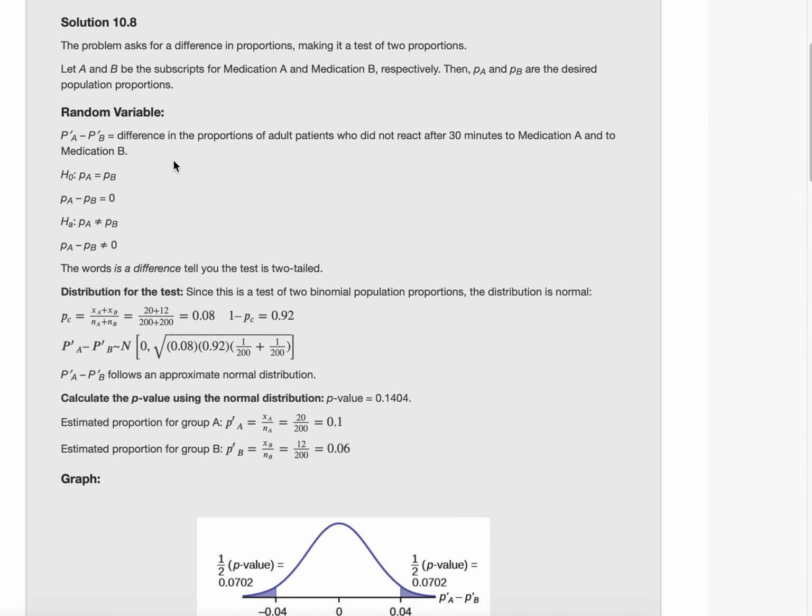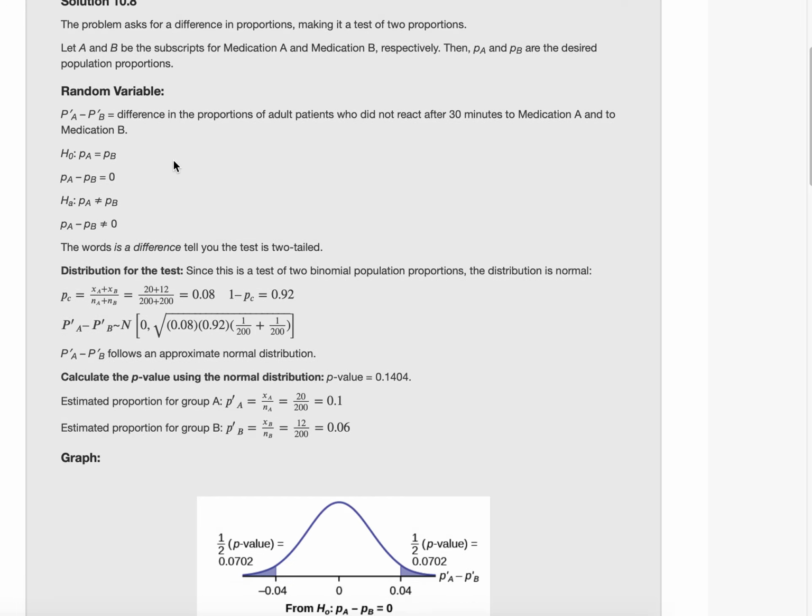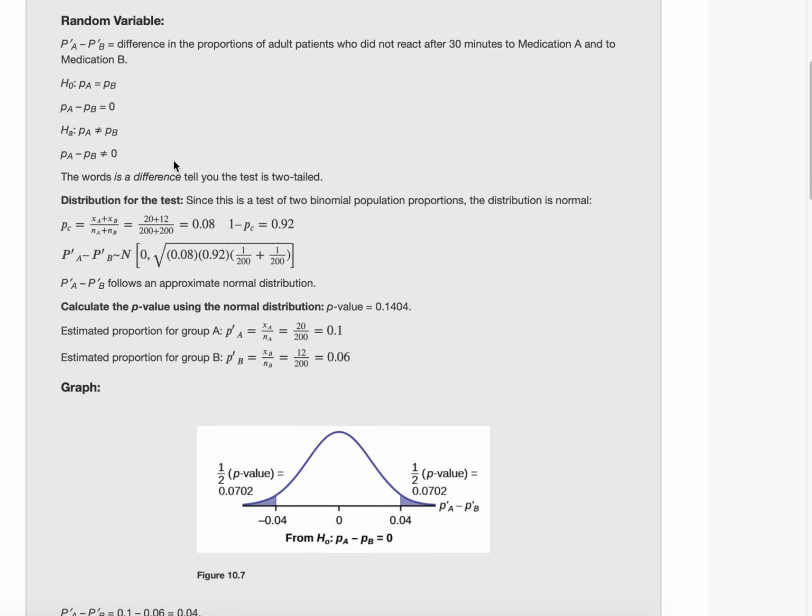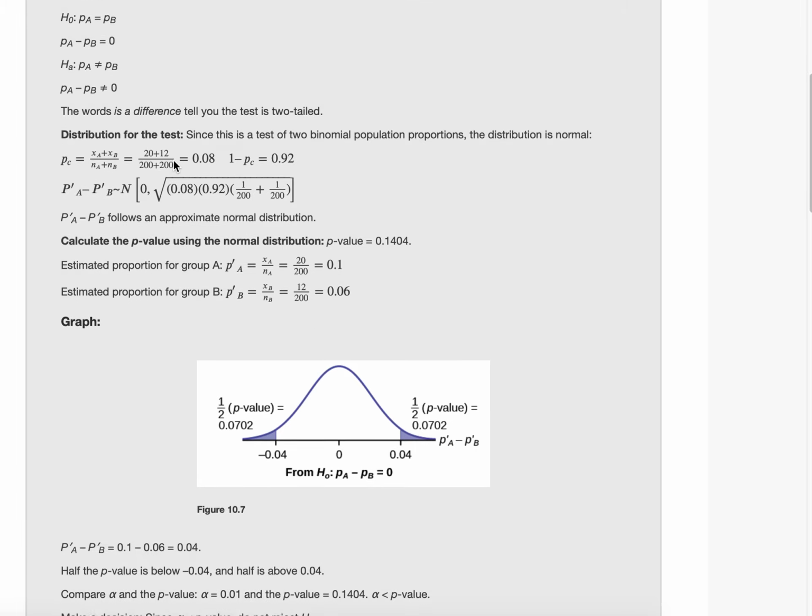So I'm going to look at the different things here. I'm going to set up my hypothesis. It's very similar to what I did before. The difference of proportions who did not react after 30 minutes, we expect them to be the same. So that's my null hypothesis, that they're the same. My alternate hypothesis is that they're not the same. So this is very similar to what we did with the mean test. The word difference tells you the test is two-tailed because a difference implies subtraction.